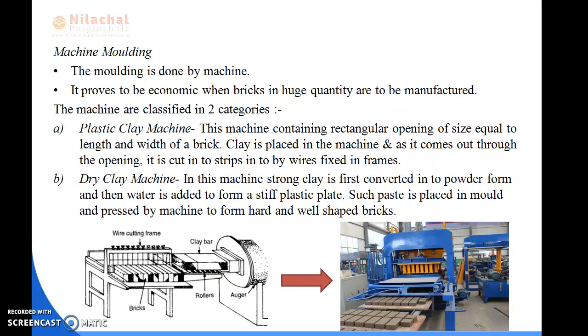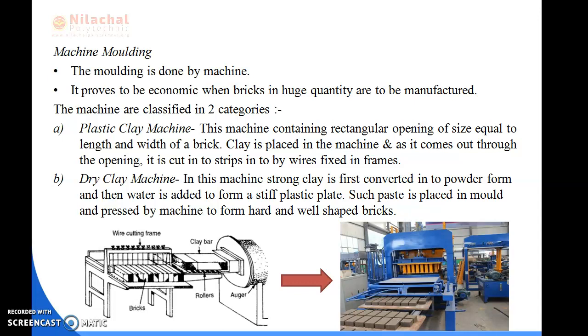Next I have told you about machine molding. Machine molding means the molding is done by a machine. This machine molding is also of 2 types. First is plastic clay machine and second is dry clay machine.